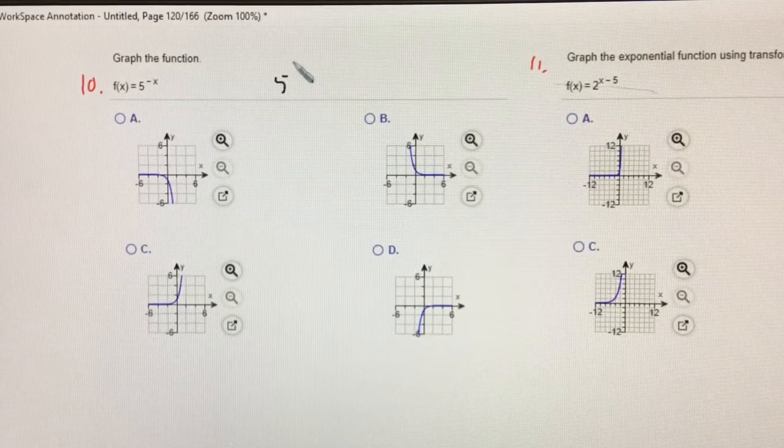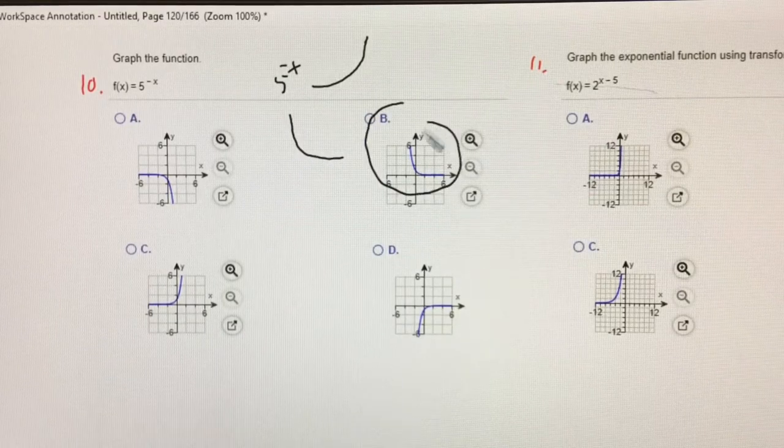5 to the negative x. Well, 5 to the x would be growth. But because it's to the negative x, it's going to be decay. And it's going to be choice B, decay. Notice this one is a reflection, this one is a growth, this one is a growth, but it's a reflection growth. So it's going to be B.